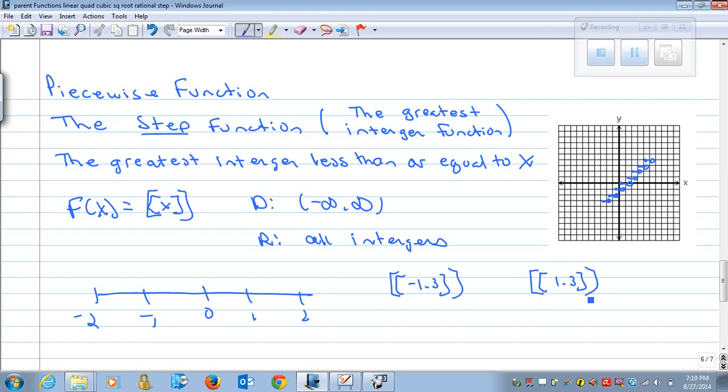And I want to talk about this. It is the greatest integer that is less than or equal to x. That means you have to always look or move toward the left. So if I'm at negative 1.3, then if I move to the left, my greatest integer to the left would be negative 2. So the output here would be negative 2. If I am at 1.3 here and I move to the left, my greatest integer to the left of that would be 1. And that would be my output.